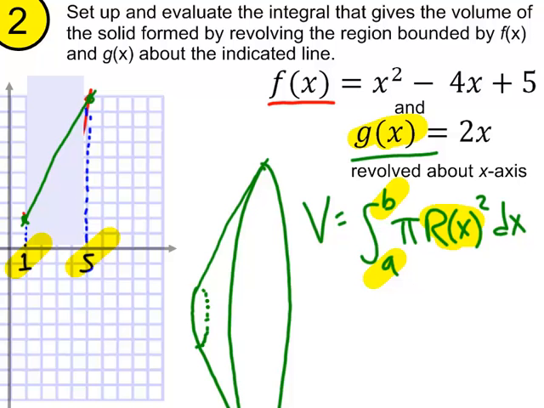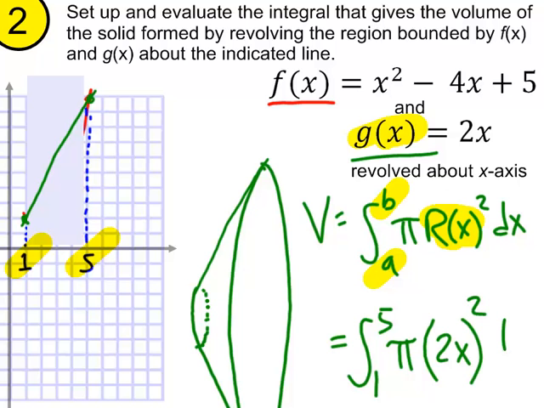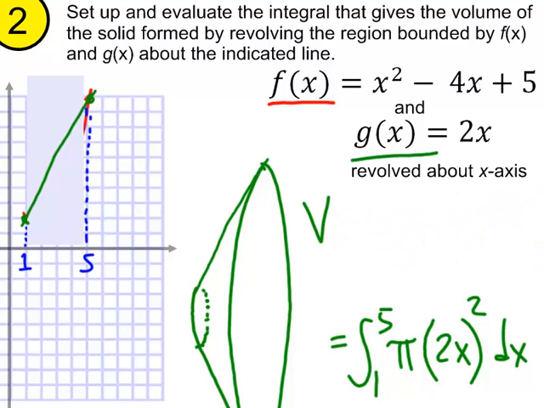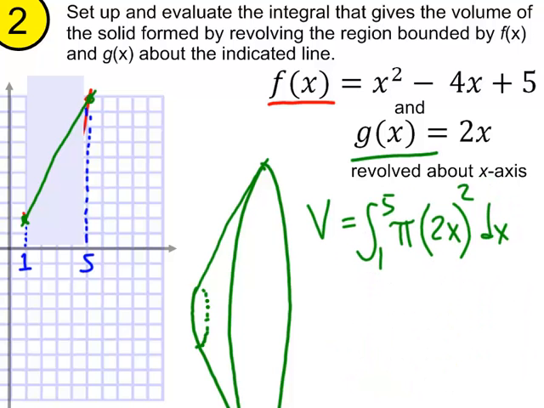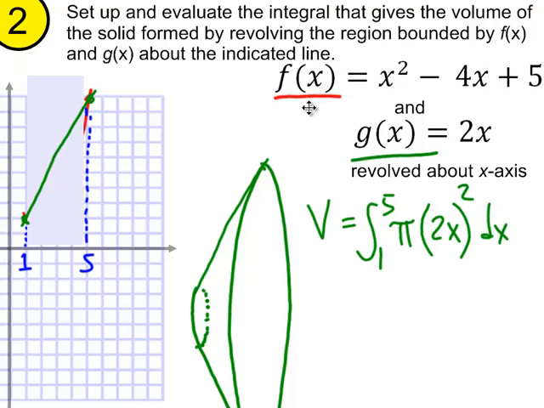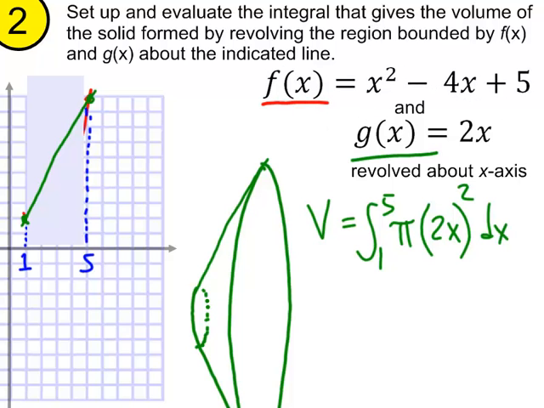So this integral becomes the integral from 1 to 5 of pi, and for big R, we'll put in g of x, which is 2x quantity squared, dx. Okay, I'm going to trust that you got that down pretty well. And just to save some screen space, let me move that out of the way and move this up here. Okay, let's now think of how our f of x equation is going to affect this volume.